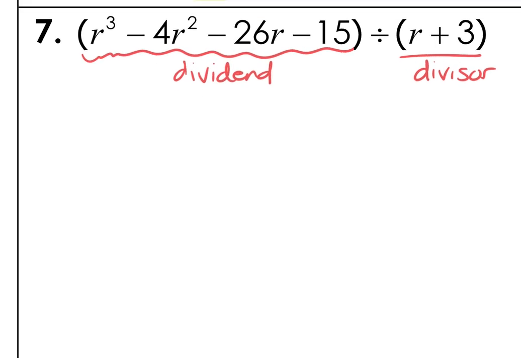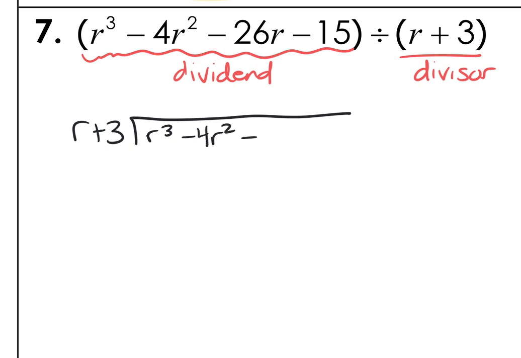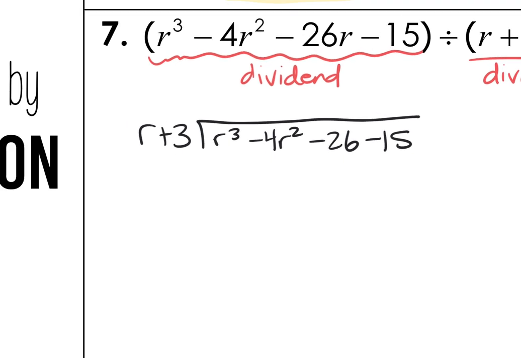We're going to set it up to look like this. R plus 3, and then on the inside, r cubed minus 4r squared minus 26r minus 15. Give yourself room. Guys, these problems, there are a lot of steps going on here. That's why they call it long division. So here's how we're going to start this off. We're going to start with the divide part.